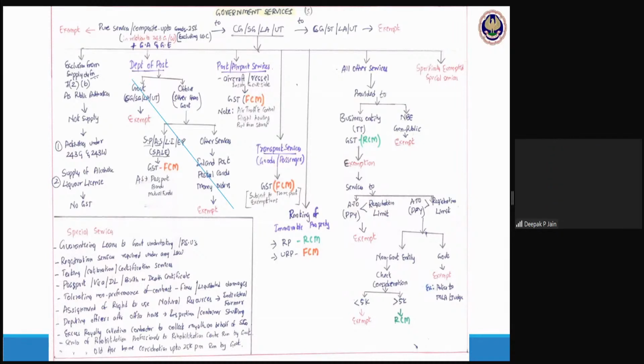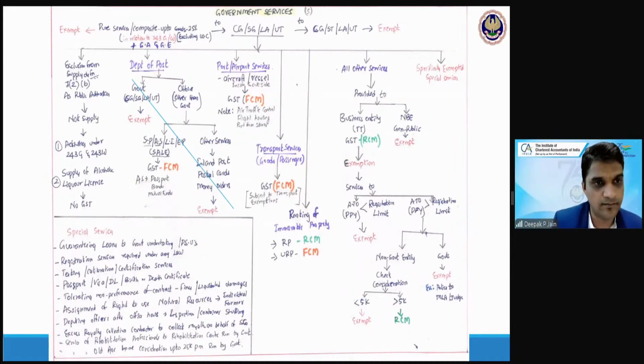Charge of GST. There are two columns over there.